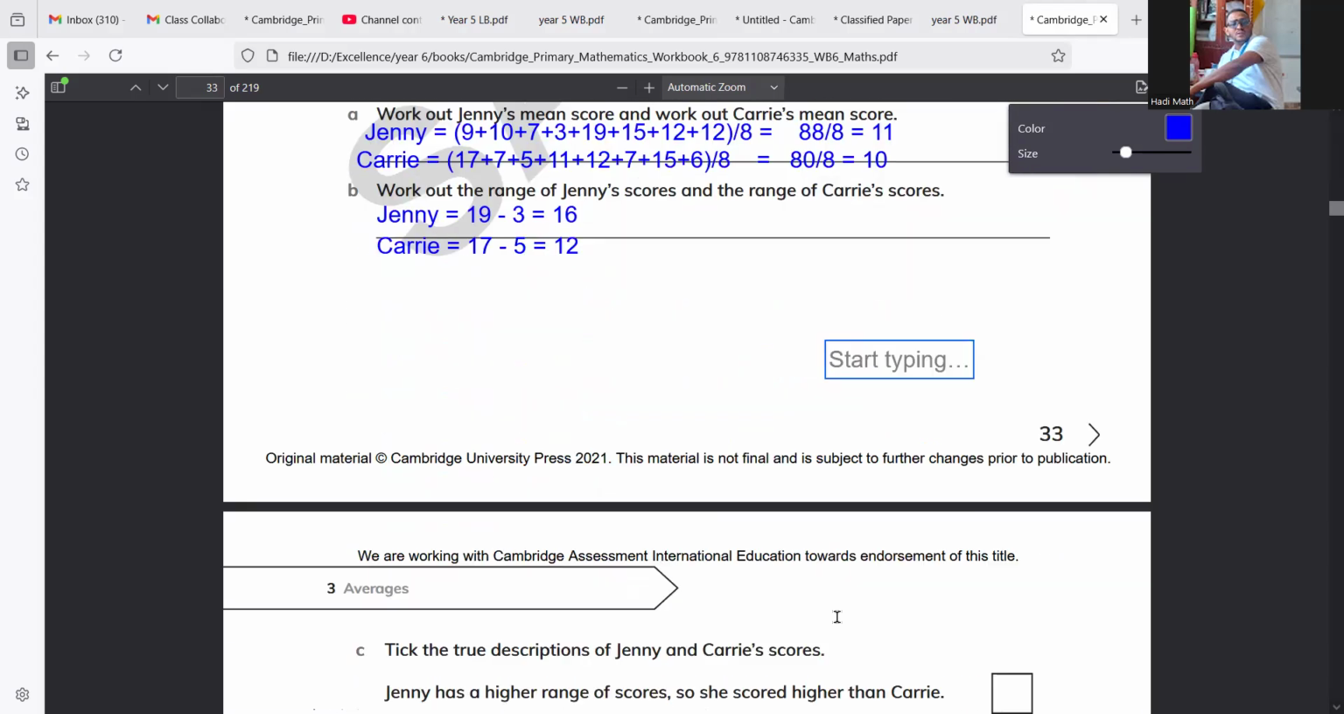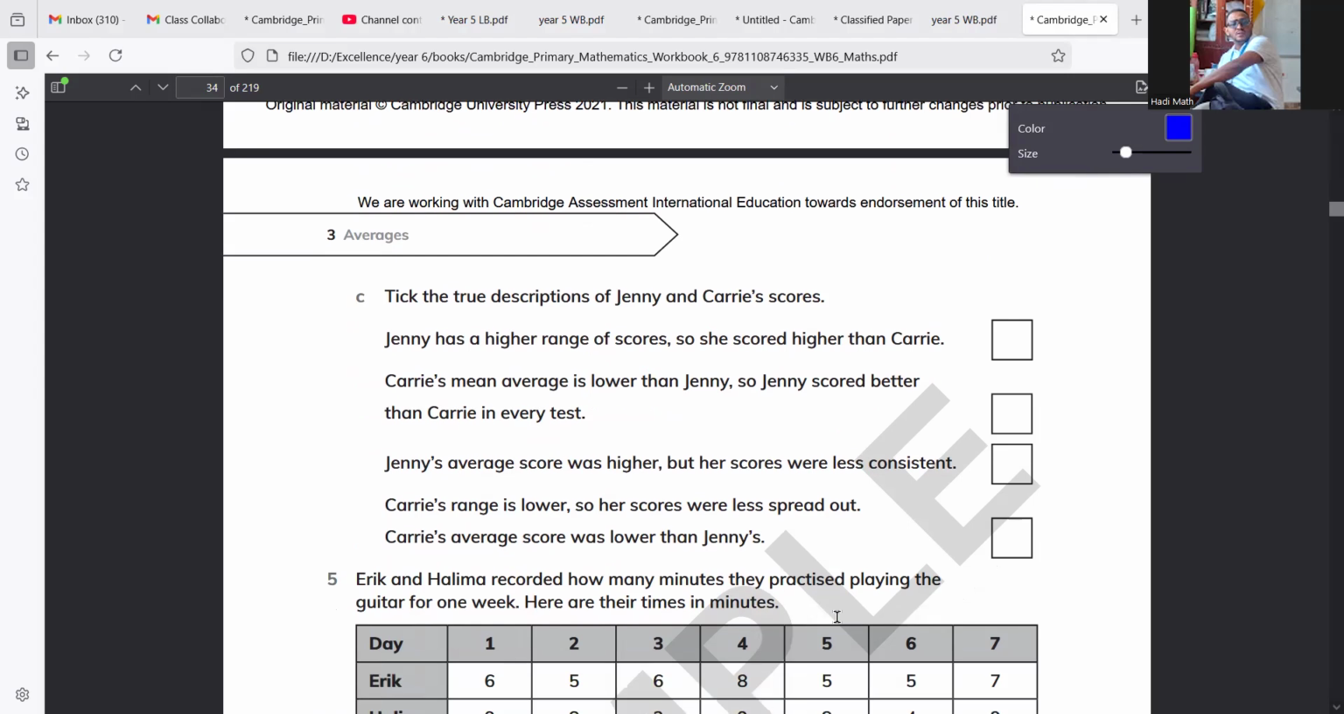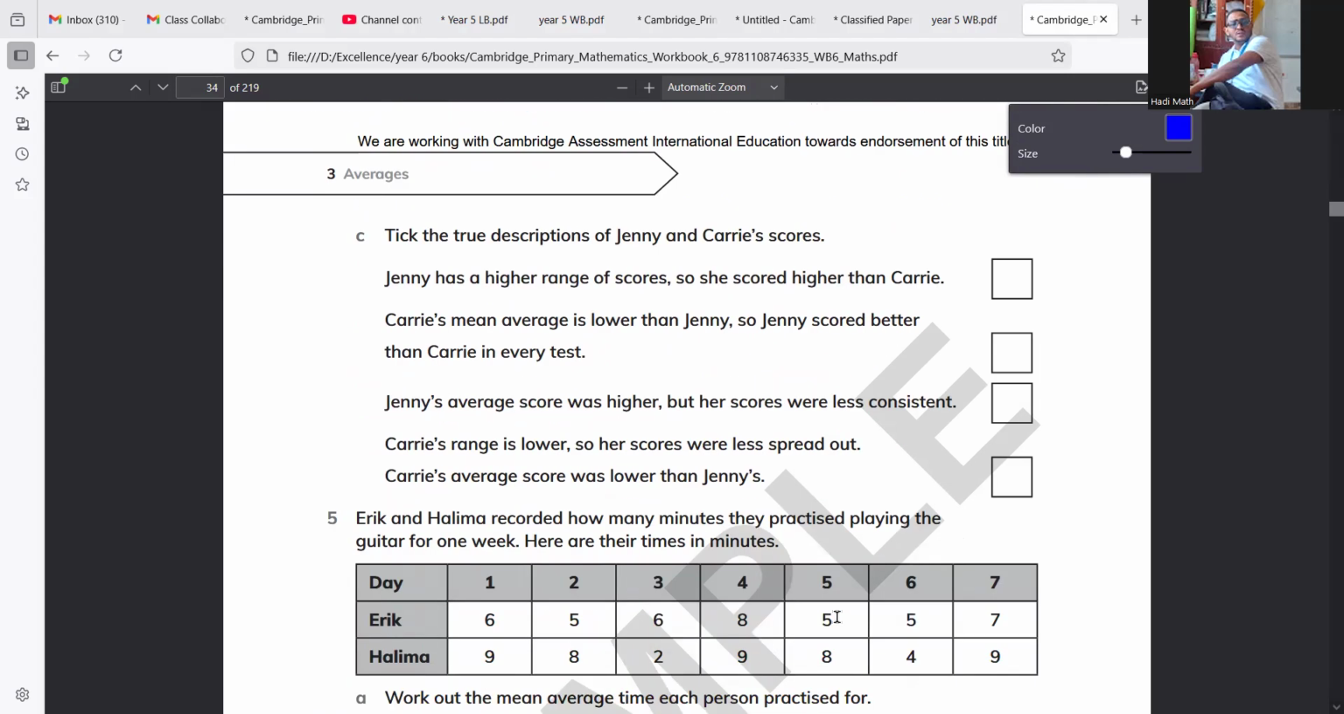Let's move on to question C. Say, take the true description of Jenny and Carrie's score. We say Jenny has a higher range of scores, so she scored higher than Carrie.